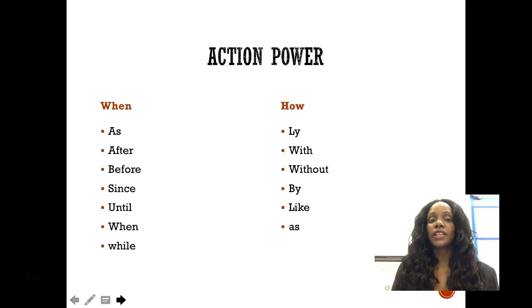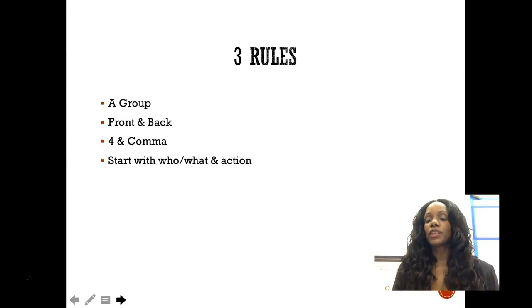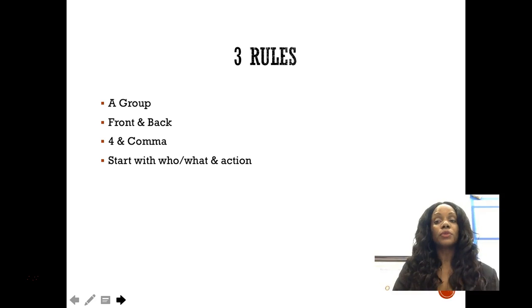Then you can also tell when something happened and how something happened. All of these, remember, are going to expand the action or the verbs in your sentence. There's a couple of rules I want you to think about. One is when you have that trigger word, you need to add a group of words. The other one is that whatever you add to the front, you can move it to the back. Whatever is in the back, you can move it to the front.